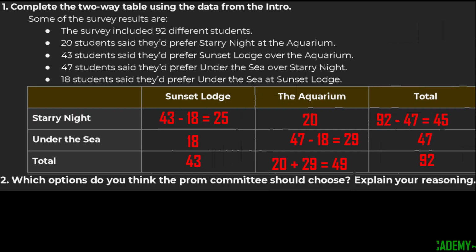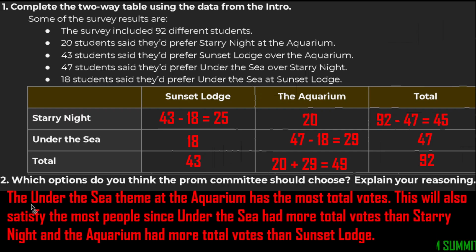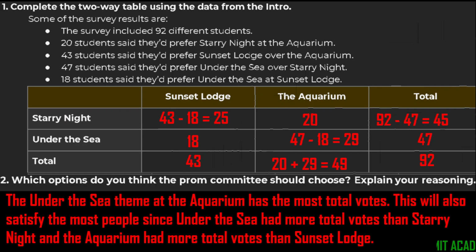Then it says for number 2, which options do you think the prom committee should choose? Explain your reasoning. So what we're going to say is this. We're going to say the Under the Sea theme at the aquarium has the most total votes. So let's check that out. That's going to be compared to any of these values, so it's actually those 4 boxes. Out of those 4 values, 29 is the largest.